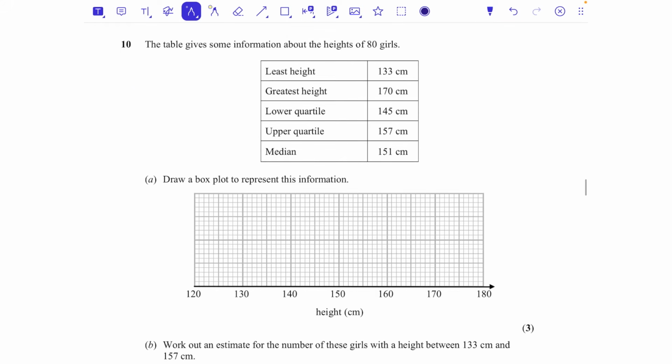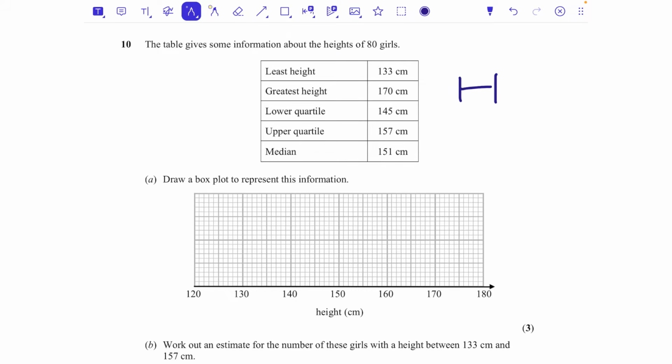Question number 10. The table gives some information about the heights of 80 girls. The least height is 133, the greatest height is 170, the lower quartile is 145, upper quartile is 157, and the median is 151. Draw a box plot to represent this information. So luckily for us, they've given us everything that we need.